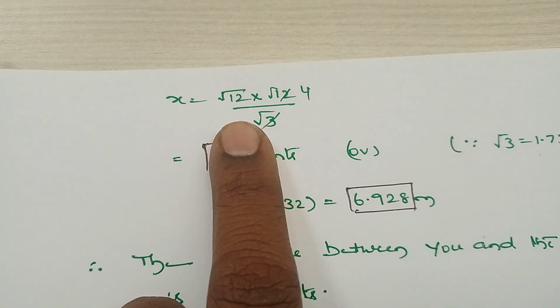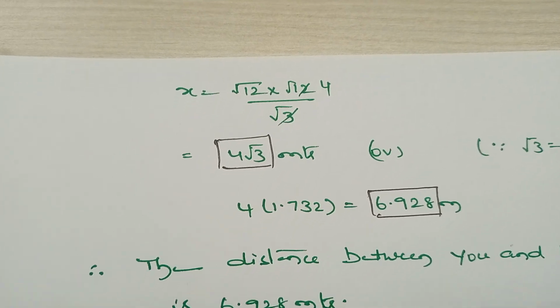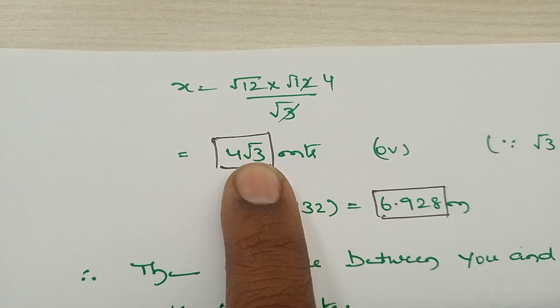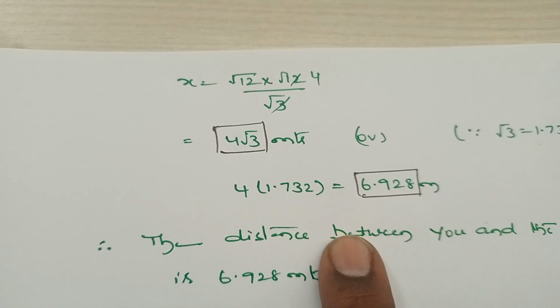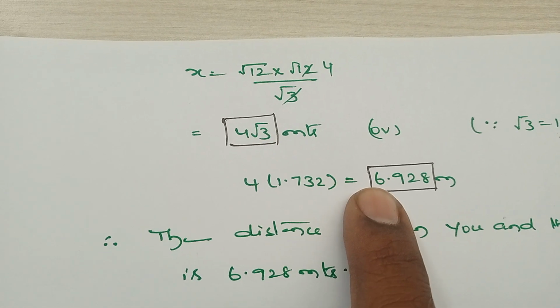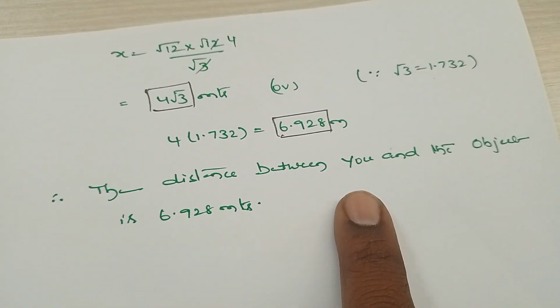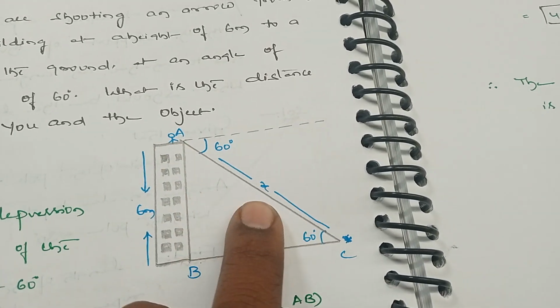We can still simplify this sum by writing 12 as root 12 whole square, that is 12 repeated 2 times, so we get 4 root 3 guys. Or we can substitute the root 3 value as 1.732, which implies 6.928. So 4 into 1.732, where 1.732 is the value of root 3, gives 6.928 guys. Therefore the distance between the observer and the object is 6.928.